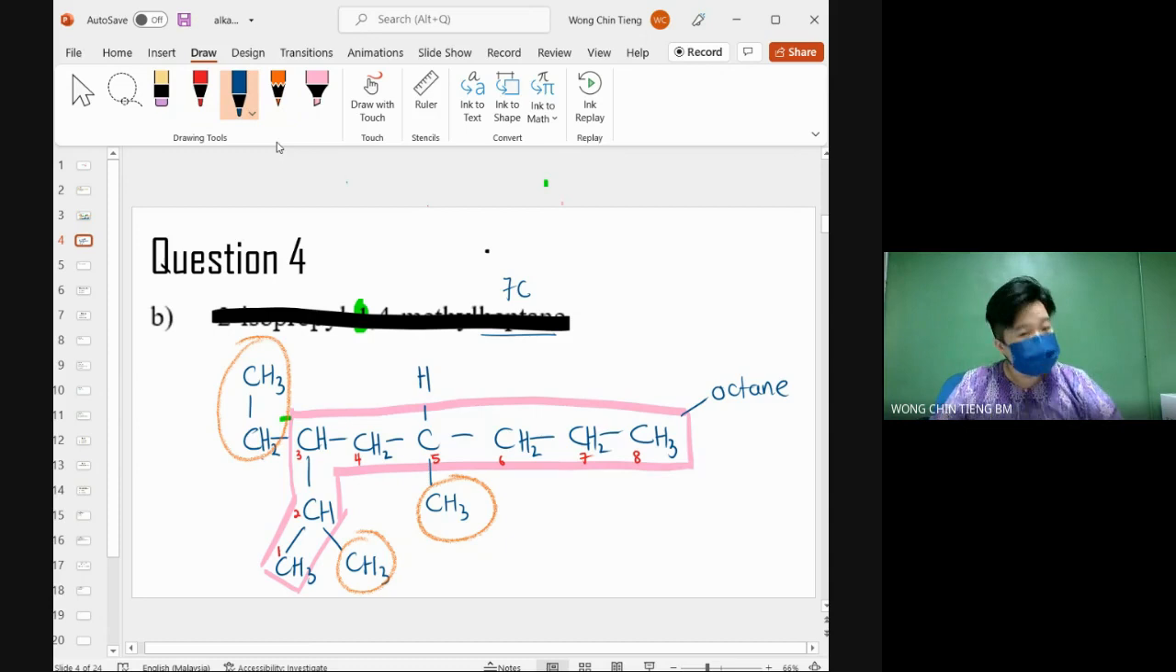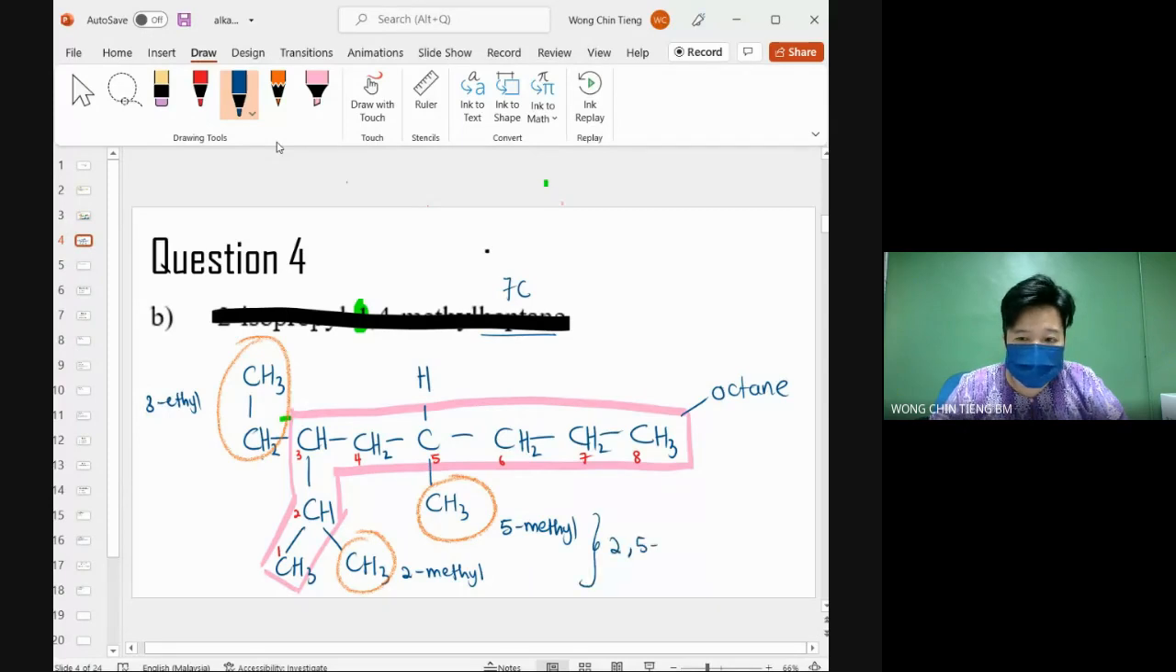Okay. The name as always, kalau ada nama kita bagi nama lah. 5 over here, 5 methyl. Okay. 2 over here, 2 methyl. 3 over here, 3 ethyl. Betul? So kita tahu kita akan combine dua ni jadi 2,5-dimethyl. Setuju?